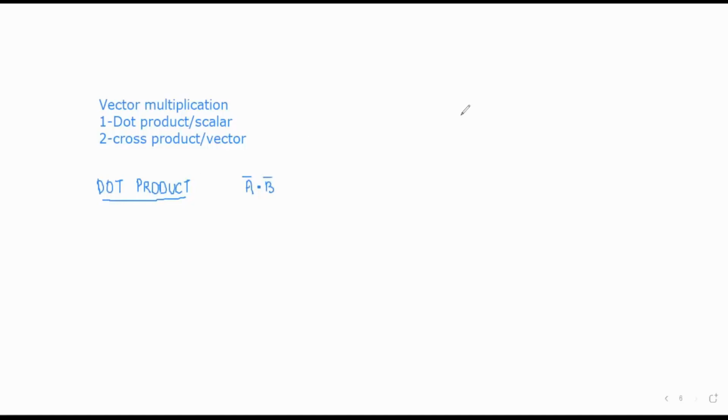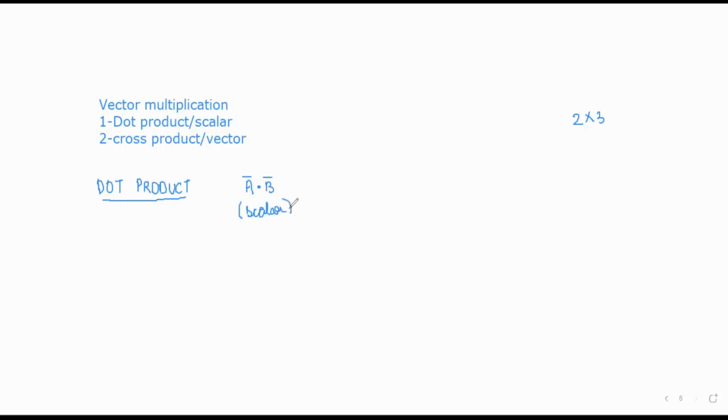Like in linear algebra, for multiplying two numbers we use a cross. Here, for the dot product, we will use a dot. It is known as scalar mainly because the result is a scalar quantity. That is, when we multiply two vectors using a dot product, the result will always be a scalar quantity, that is, it has no direction. It is free of any direction.